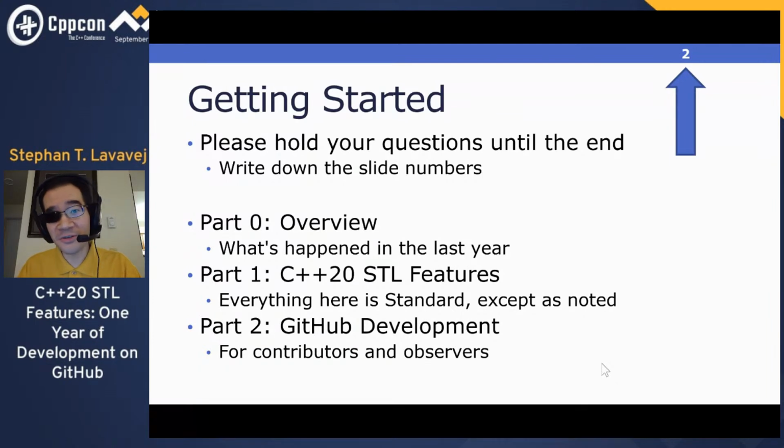And then in part two, I'll be talking about how we have developed all of these features with our contributors on GitHub. And this is so you can follow our progress and keep track of, okay, is this C++20 feature available yet? Or going forward, is this C++23 feature available yet? To understand our organization and our development process.